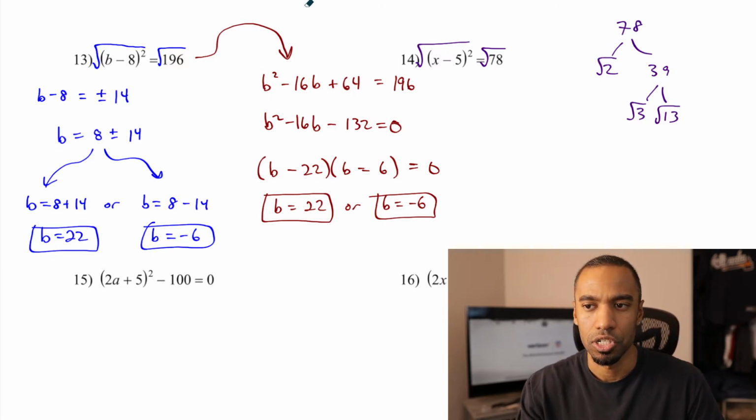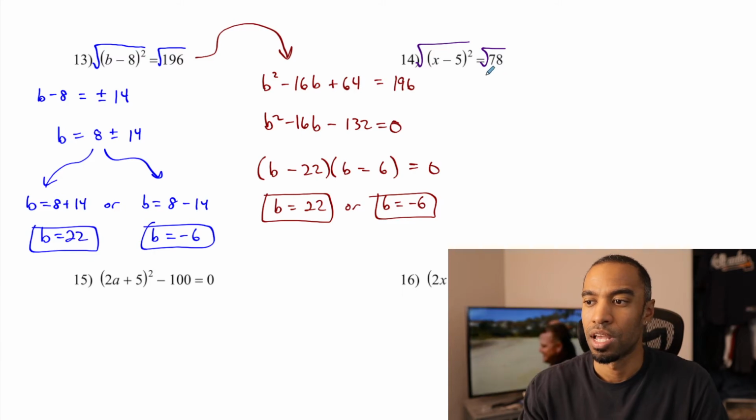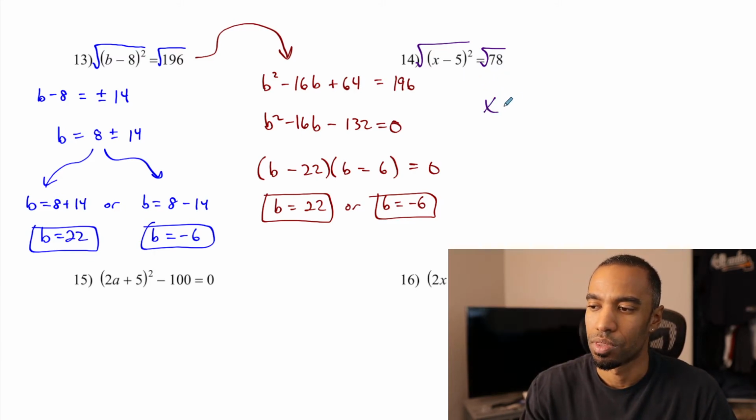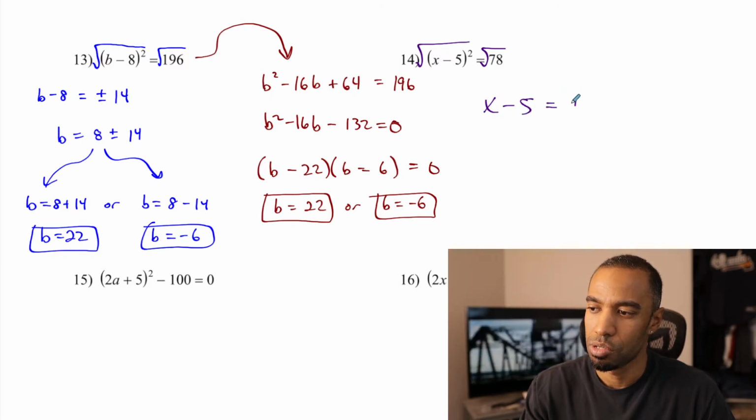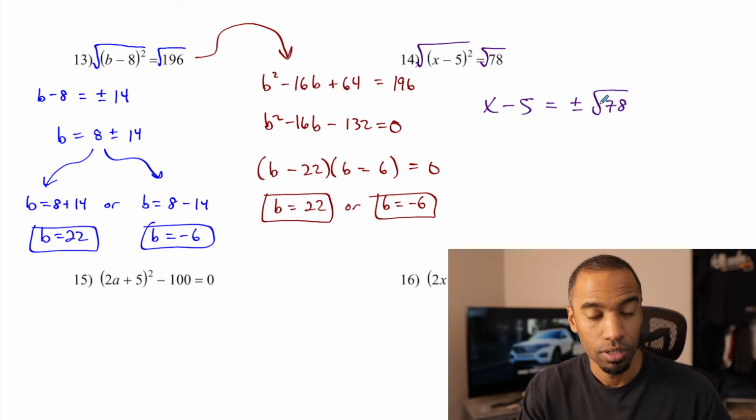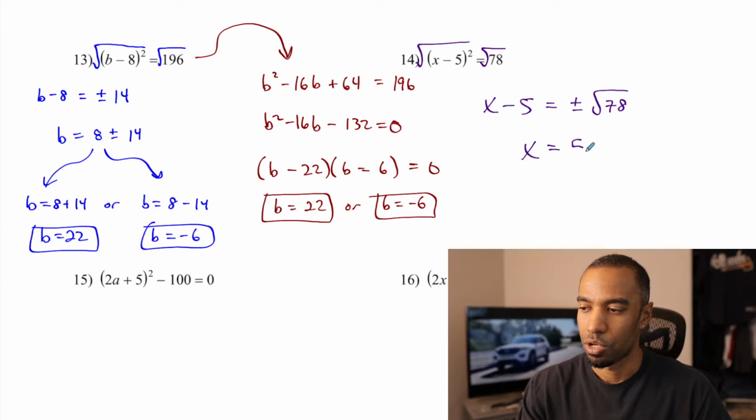That's an example of a large number, a composite value even, that has no perfect square factors. That just means that it stays as the square root of 78. I don't simplify it further. So this is x minus 5 here, and this is plus or minus the square root of 78. And that's it. It's irrational, but it doesn't simplify. And now I'm going to add 5 to both sides, and we'll get x equals 5 plus or minus the square root of 78.